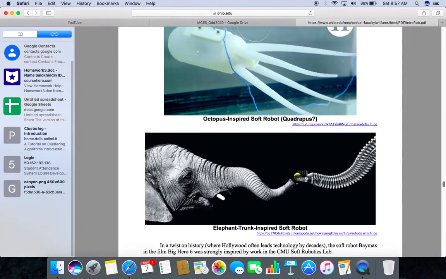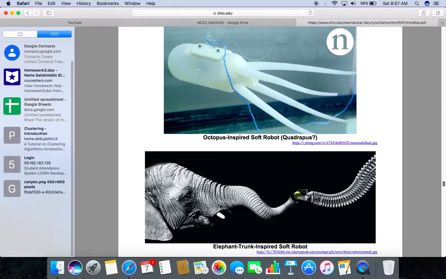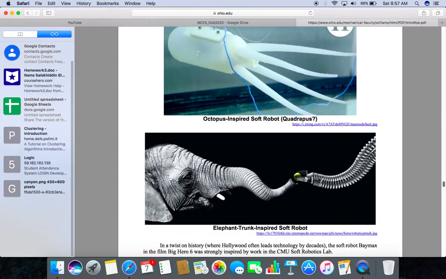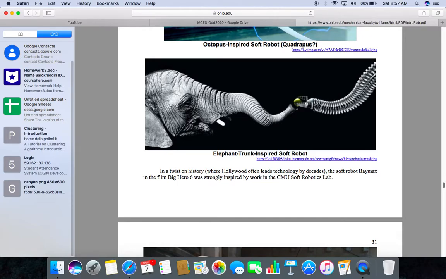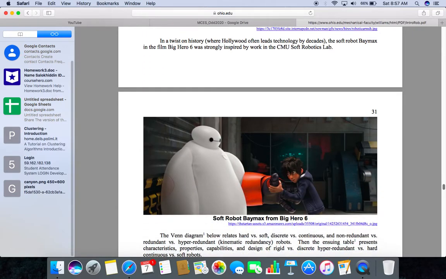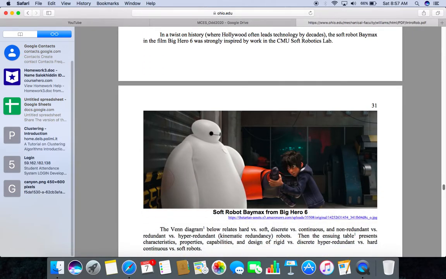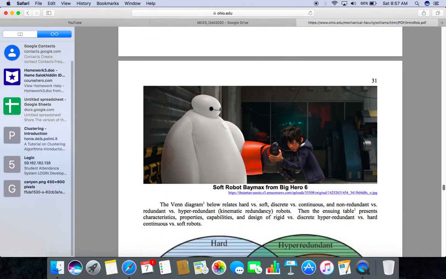In the above figure is the octopus inspired soft robot Octopus, and below it is the elephant trunk inspired soft robot. In a twist on history where Hollywood often leads technology by decades, the soft robot Baymax in the film Big Hero 6 was strongly inspired by the work in CMU Soft Robots Lab. Soft robot Baymax from Big Hero 6.